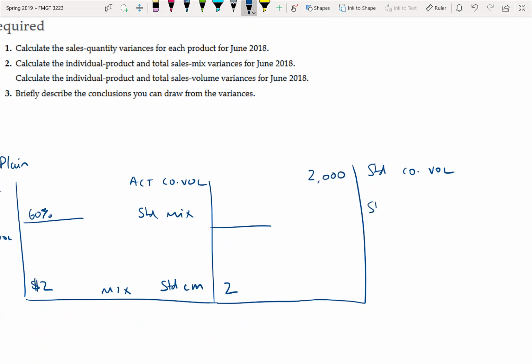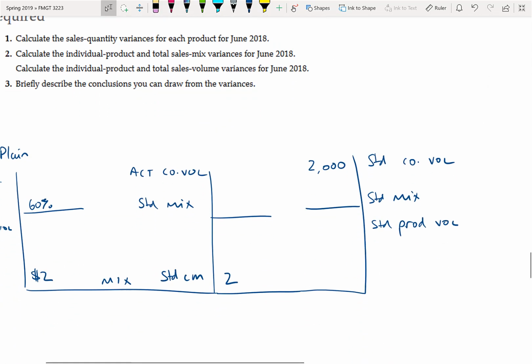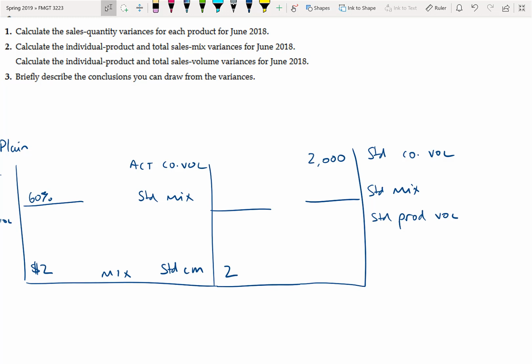We also want to put our standard mix over here. Okay, we're going to put a percentage. And then we need to put our standard product volume. And do we know how many units we would have expected to sell? Again, no, it doesn't tell us our standard product volume either. But we know that this is going to be our standard CM, and that's going to be $2.